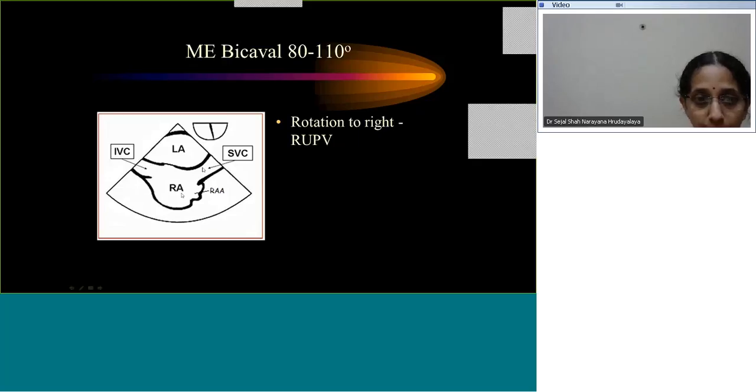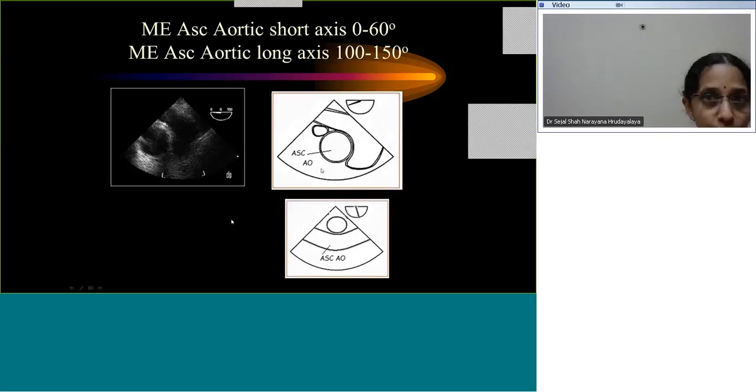Now the right upper pulmonary vein is just sitting across here, so a manual rotation of the probe to the right can open up the right sided upper and middle pulmonary veins, entering the left atrium. So this is the bicaval view.